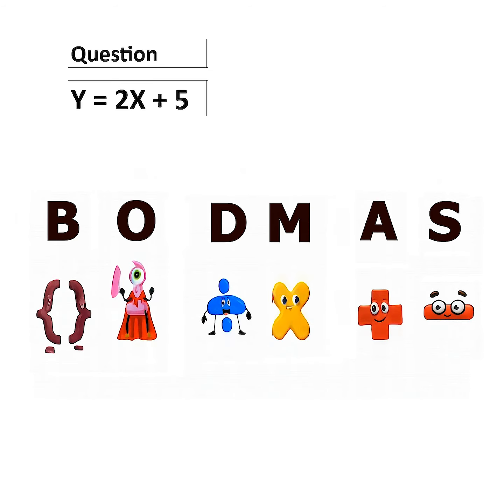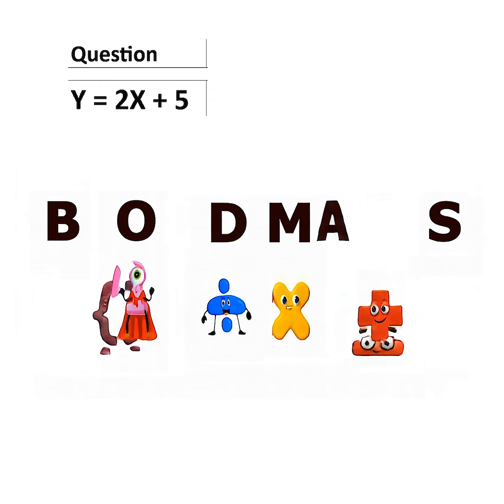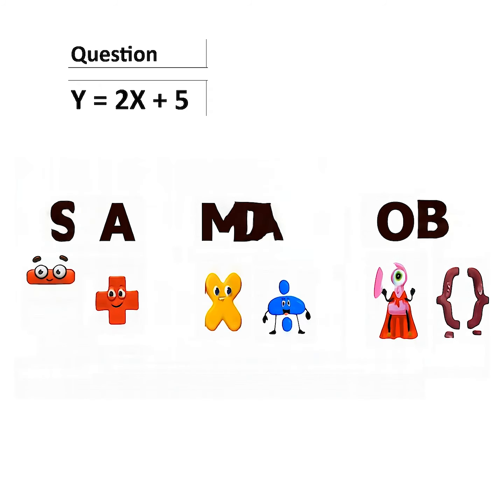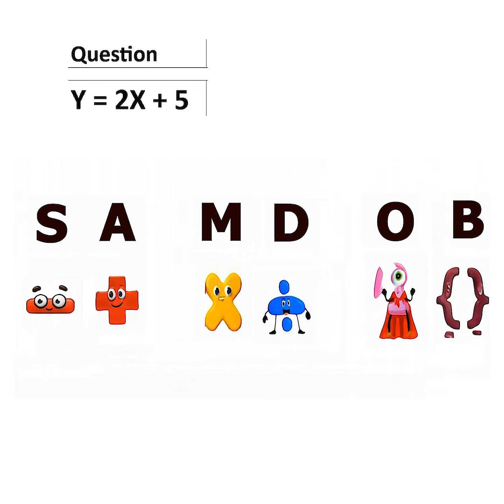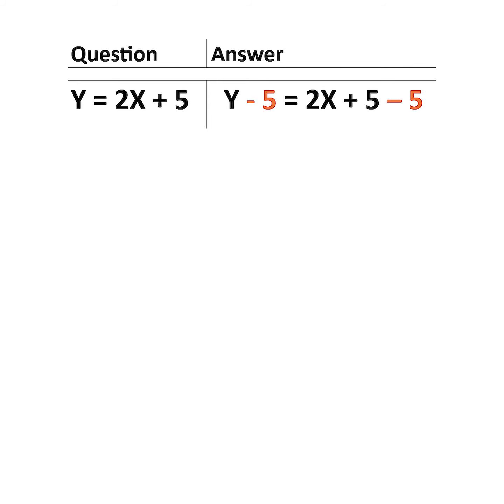Normally with BODMAS, we handle brackets first, then order second, third is division, fourth is multiplication, fifth is addition, and sixth is subtraction. So multiplication comes before addition, but when we're solving equations, we work backwards. We undo operations in the reverse order. So instead of following BODMAS forward, we reverse it. That means we undo addition and subtraction first. Then we undo multiplication and division next. So in this case, we remove the plus 5 first, not the 2.